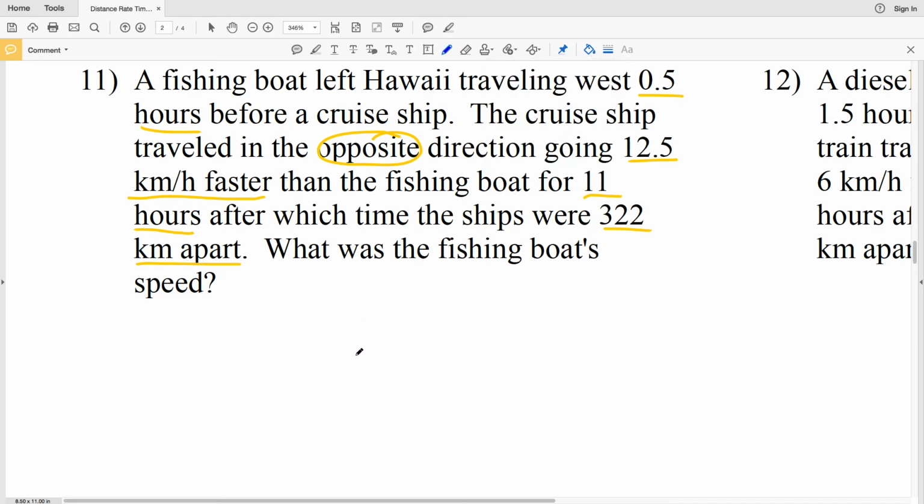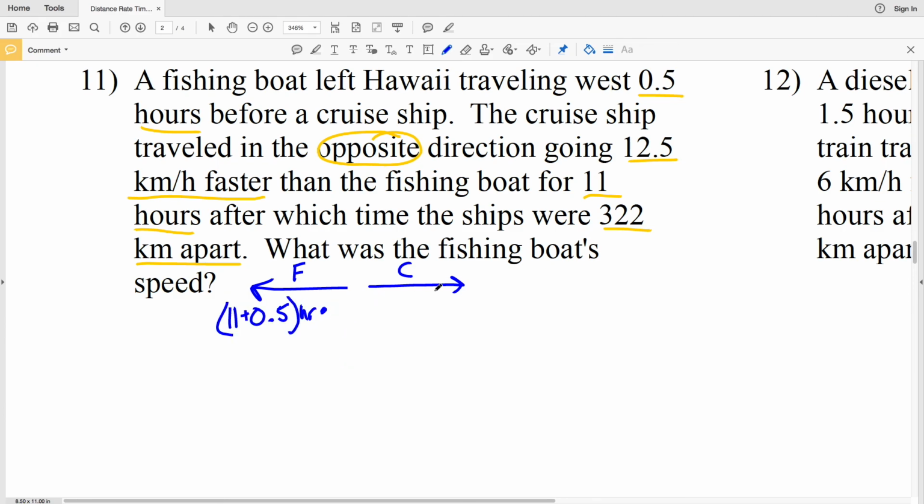Let's go ahead and draw a diagram to help. I'll have my fishing boat going this way, I'll label that F, and the cruise ship will go that way, I'll label that C. My fishing boat left 0.5 hours before the cruise ship, and the cruise ship went a total of 11 hours. That means my fishing boat traveled a total of 11 plus 0.5 hours.